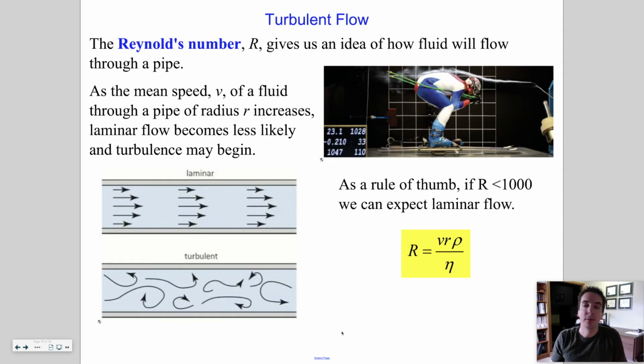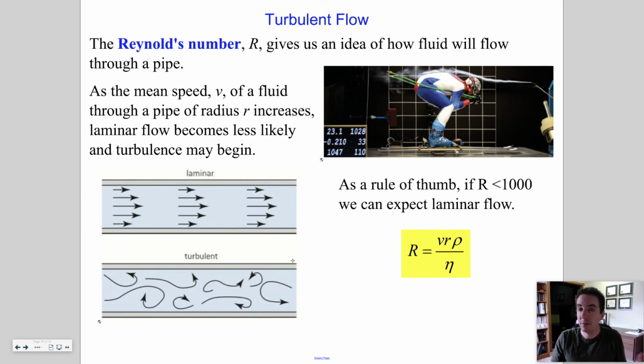Turbulent flow. Before, we talked about laminar flow, where all those streamlines are even and parallel to each other. However, we've also got some turbulent flow right here. To quantify that, we have what is called a Reynolds number. The Reynolds number, capital R, gives us an idea of how a fluid will flow through a pipe.